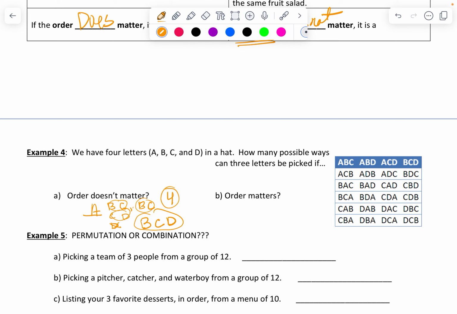That gives me 4 combinations if the order doesn't matter. If the order does matter, I have 4 choices, then 3 choices, then 2 choices. So if I multiply those together, I get 24. Or I would have 4 permutation, choose 3. Okay, either one of those would work. So they are very different. They mean different things. Okay, so we have to decide, does the order matter?